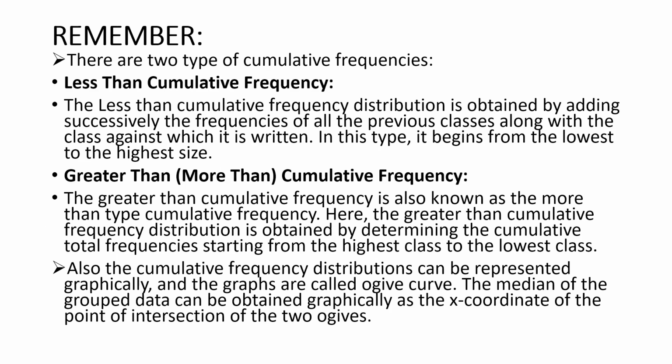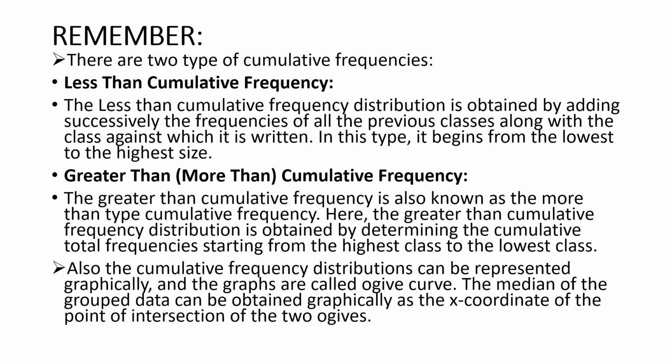Some things to know about the cumulative frequency. It may not be in your syllabus, but it is good to know. Actually, there are two types of cumulative frequencies. The first type is the less than cumulative frequency. The less than cumulative frequency distribution is obtained by adding successively the frequencies of all the previous classes along with the class against which it is written. In this type, it begins from the lowest and goes to the highest. This type of cumulative frequency we have used in the calculation of median.